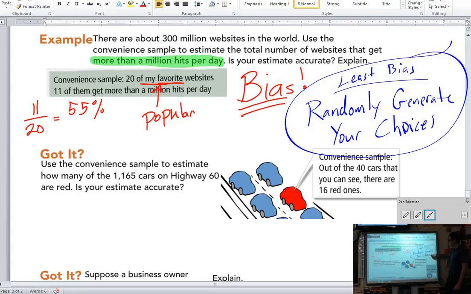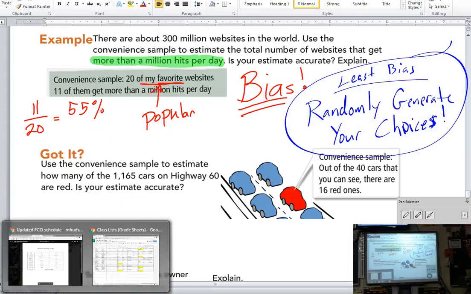Thinking about generating sites. So here's what we could do. Give every website out there a number. Website 1, website 2, website 3. So you make the computer do it, right? You make some software do it. Then here's where it gets sweet.